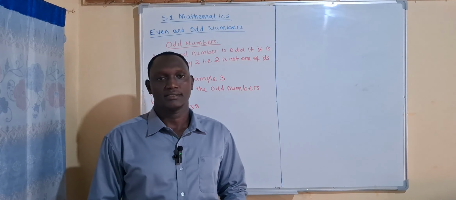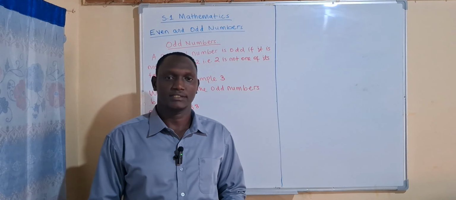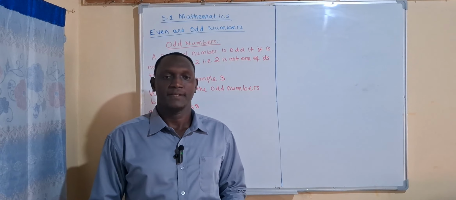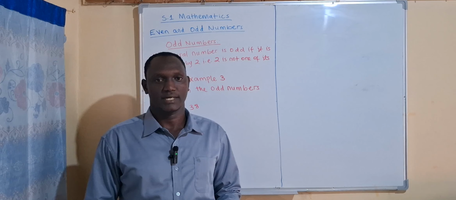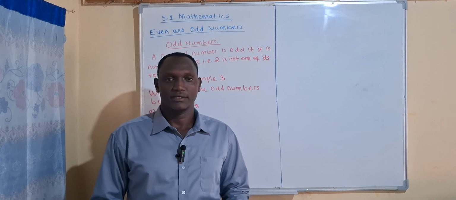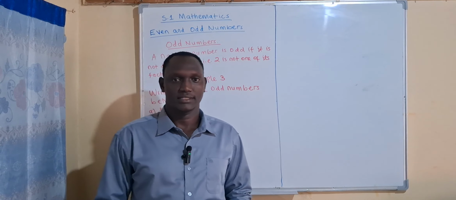Welcome back. As a reminder, and as it is reflected on the board, an odd number is a number for which 2 is not a factor. That means if you divide it by 2, there is a remainder more than 0.